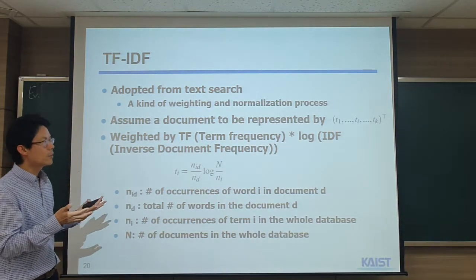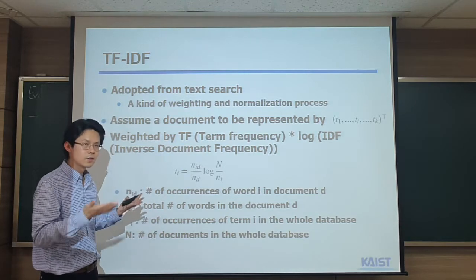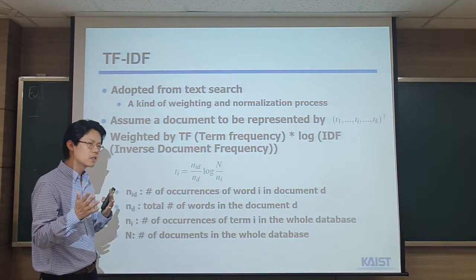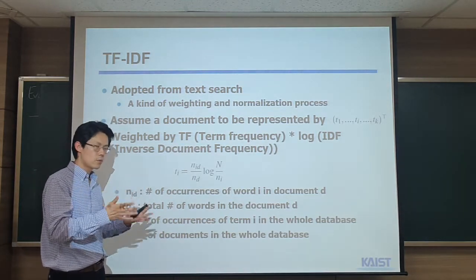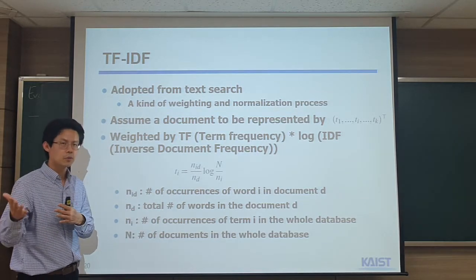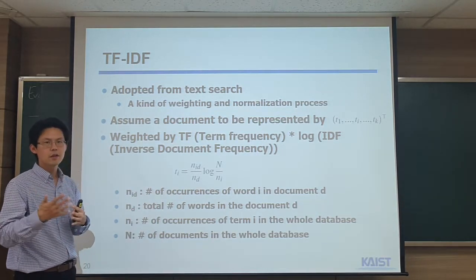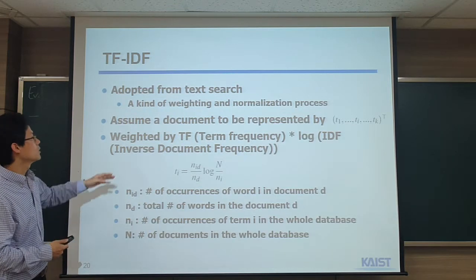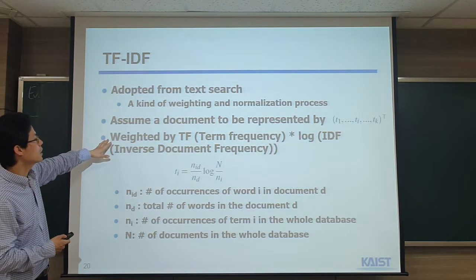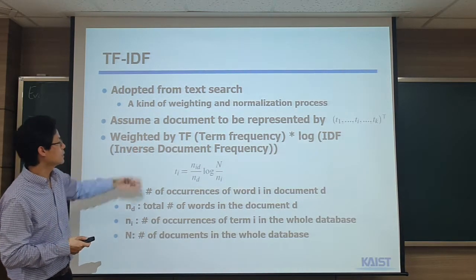So even though some of the keywords appear a lot, in this case "a" and "the", they don't give a lot of information compared to other keywords like "orange" or "apple." So we need to consider that. That's the main idea that can be adopted in TF-IDF.